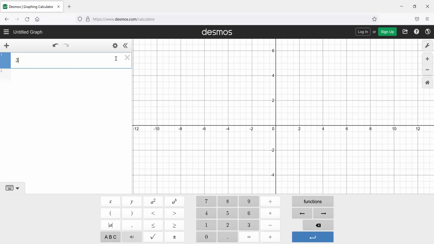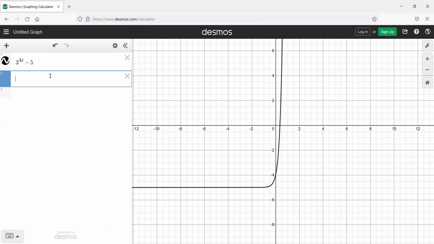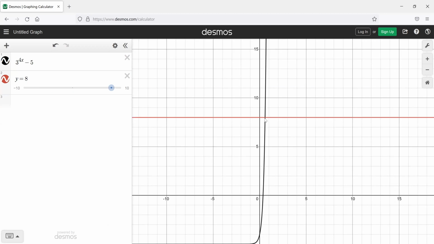So the first line is 3 to the 4x minus 5 power, and see how it's this growth. It's growing up pretty steeply. And then the next one is y equals 8. Okay, so if I zoom out a little bit, I have to figure out where they intersect. They intersect here at 0.584. That's 3 decimal places, so we have to include all of them. It's nice that Desmos already includes that.